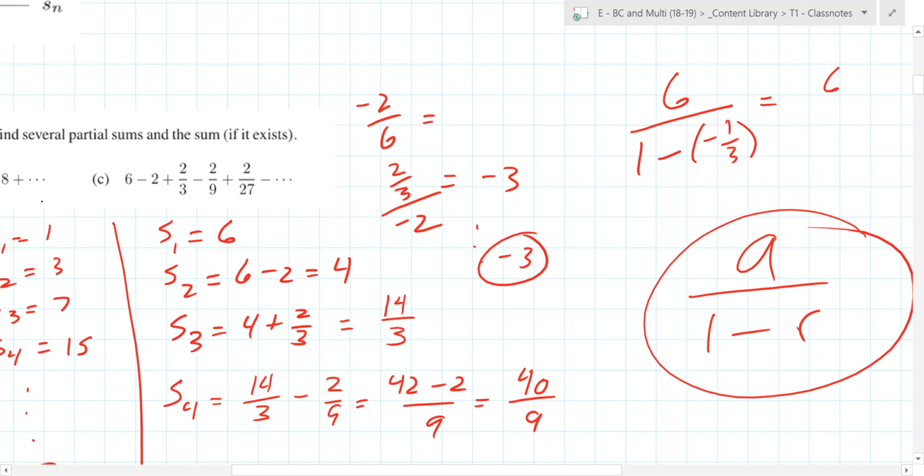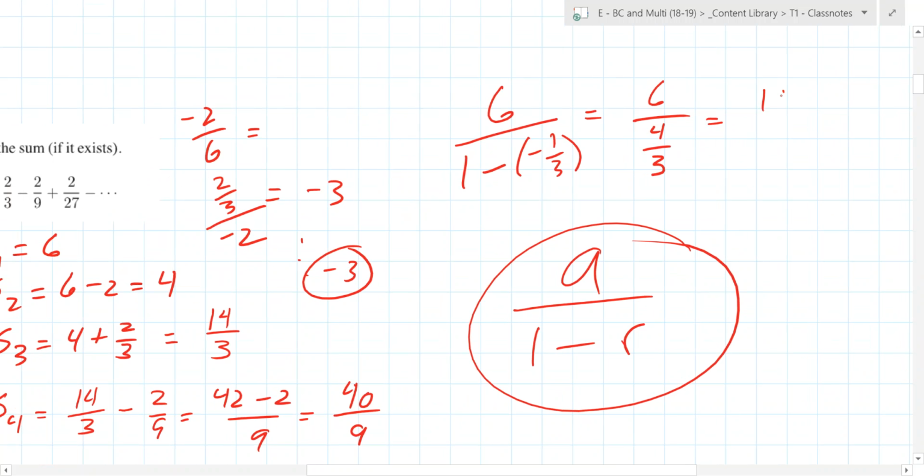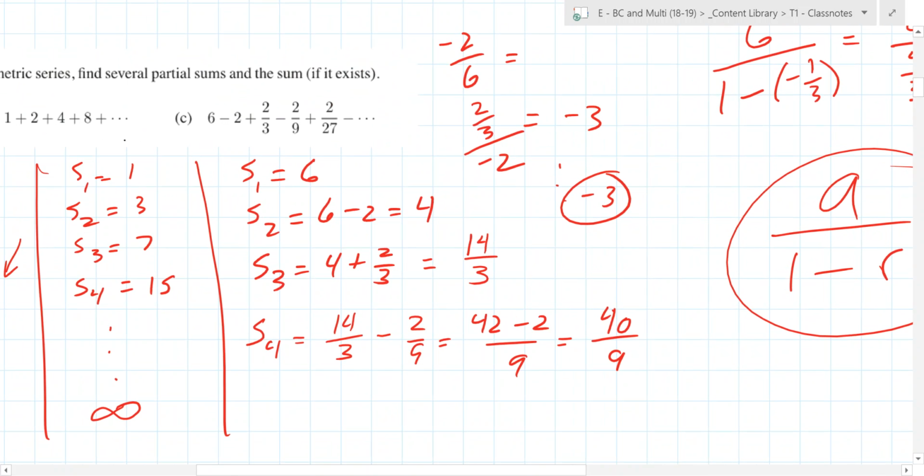So what's that going to be? 6 over 4/3. So that's going to be equal to 18 over 4, which is 9 over 2. So 4.5. This is also an oscillating series. It bounces up and down. Oh, yeah, okay. That's nice. But sometimes you will need to use a formula.